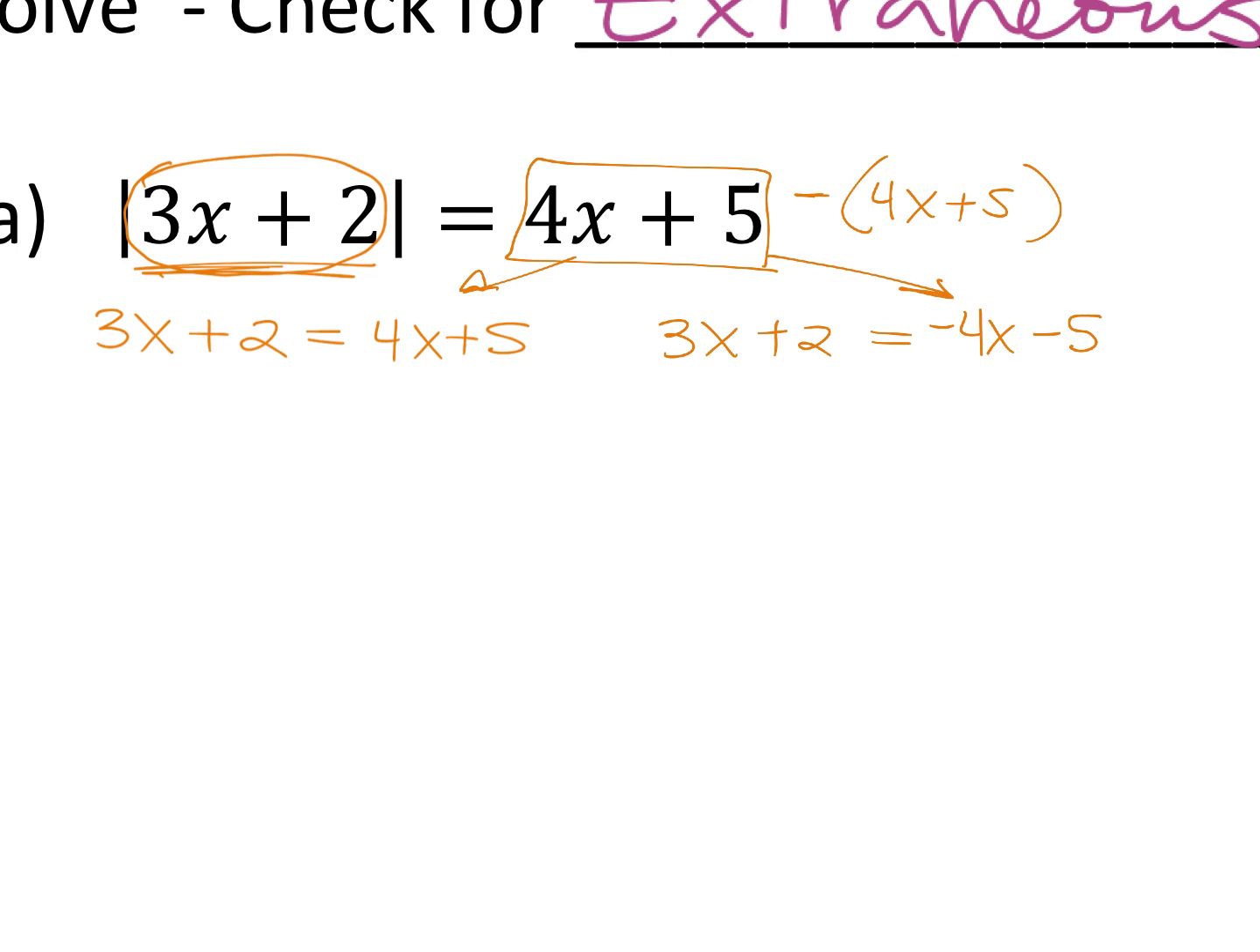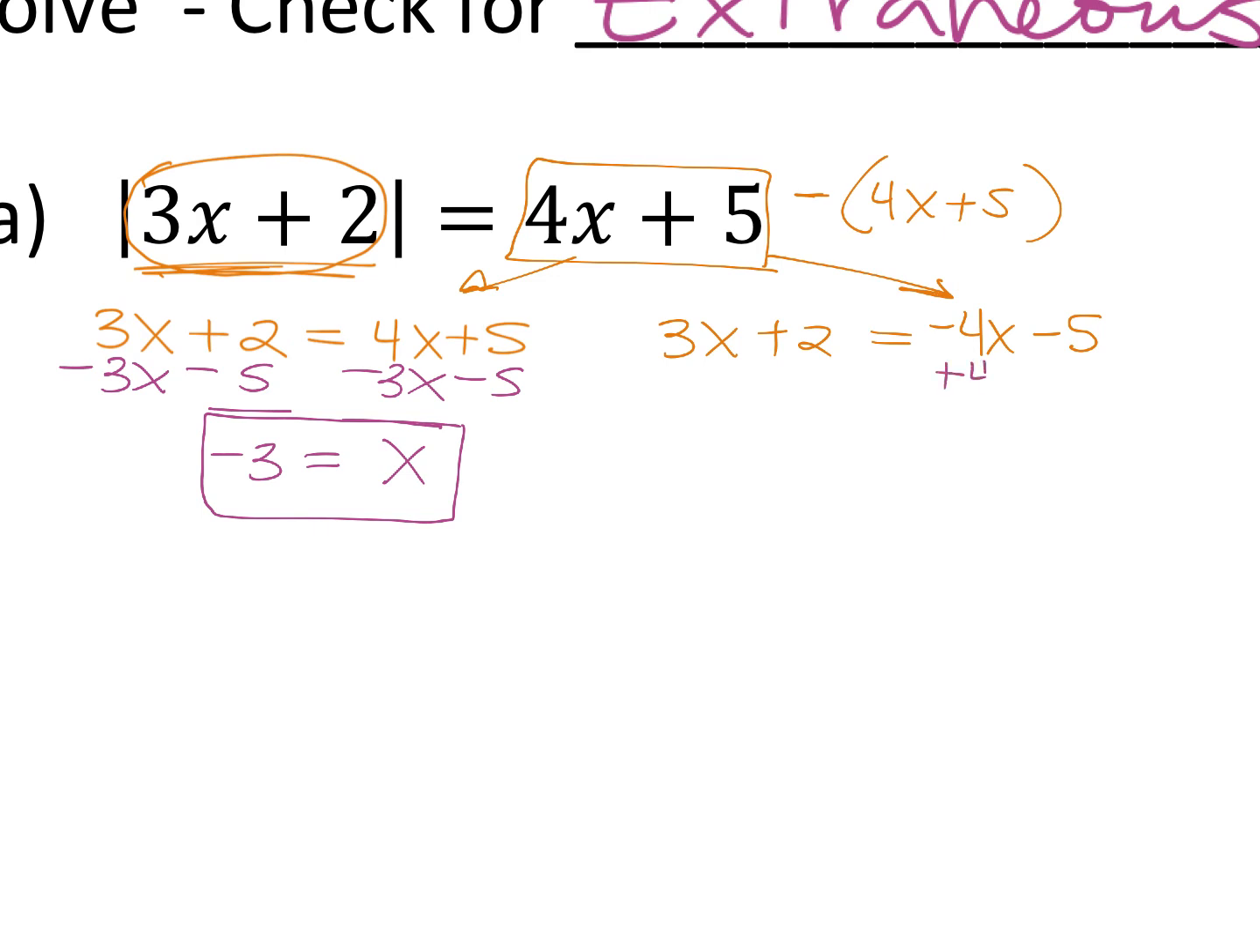Okay, from here now it's just solve. So take away the 3x and then subtract the 5. So x equals a negative 3 for that first one. The other one, if we add 4x, we get 7x, and then we take away 2, so 7x equals negative 7, and then we divide by 7, so x equals negative 1.